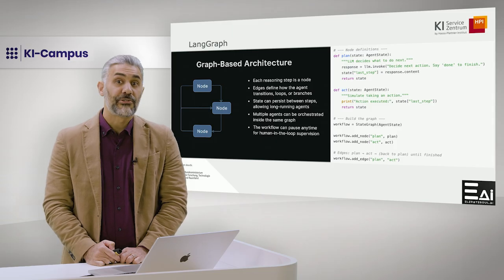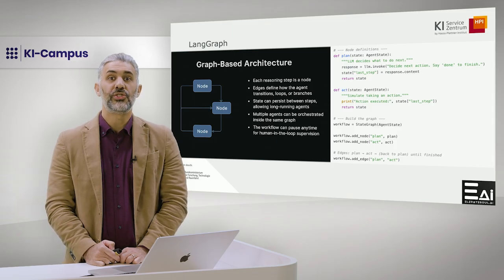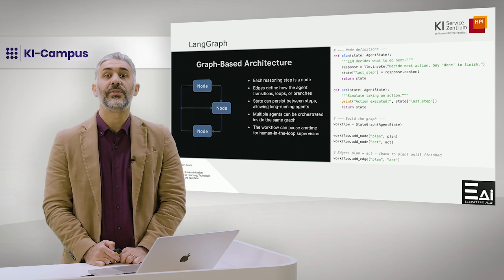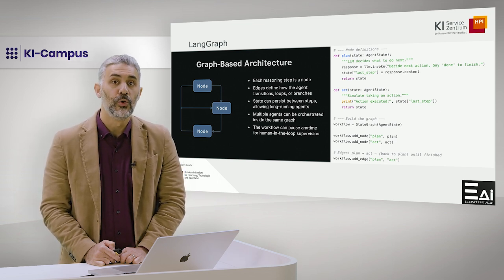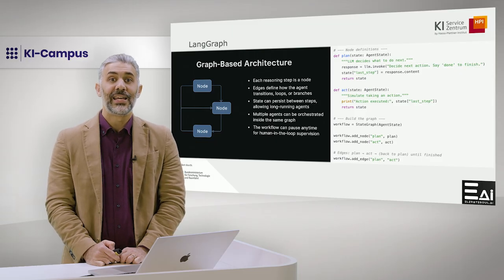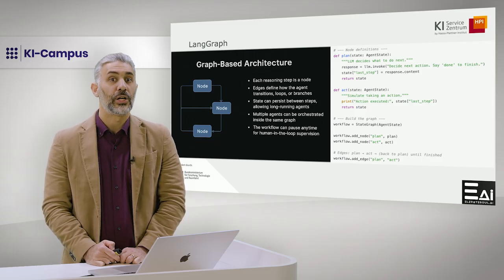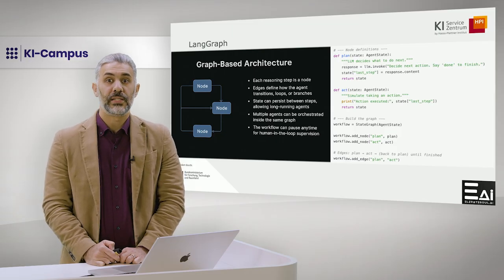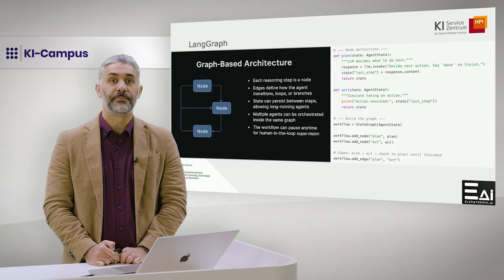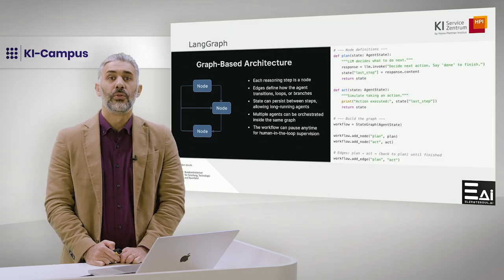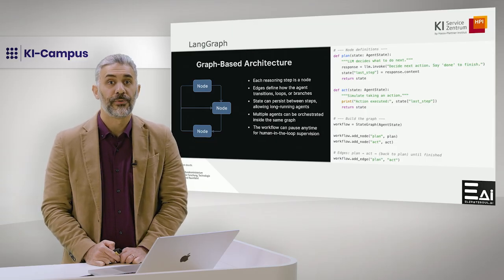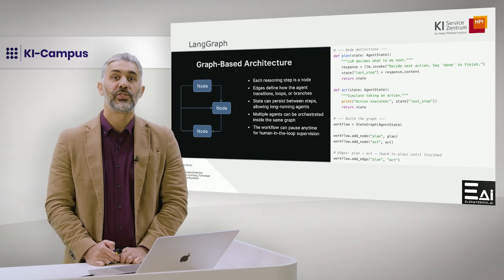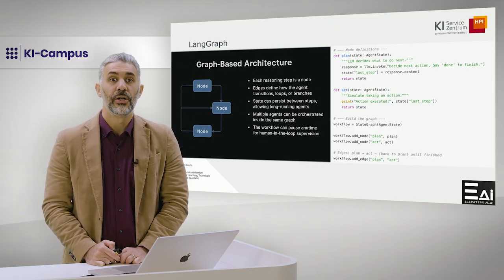LangGraph uses a graph-based architecture. Each reasoning step is a node. Edges define how the agent transitions, loops, or branches. State can persist between steps, allowing long-running agents. Multiple agents can be orchestrated inside the same graph. The workflow can pause any time for human-in-the-loop supervision. In this way, LangGraph provides structure, traceability, and fault tolerance.